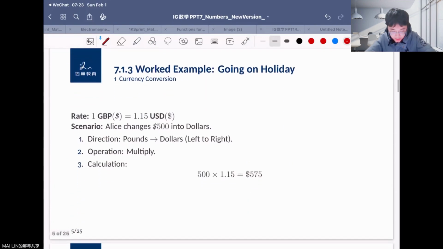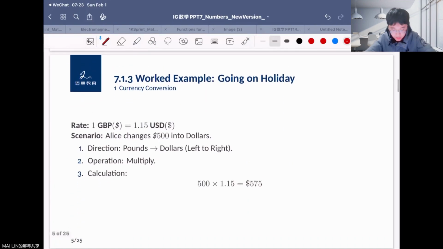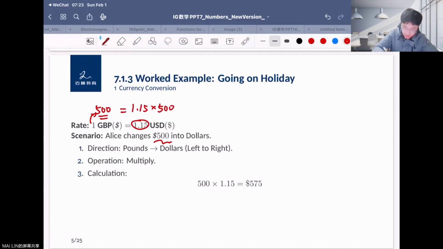Here are some working examples. Here is GBP, and you want to exchange 500 pounds into dollars. You can say the ratio here is 1.15. So if you want to exchange 500 GBP, you multiply the ratio times 500. So it equals 1.15 times 500, which is $575. That is this conversion.